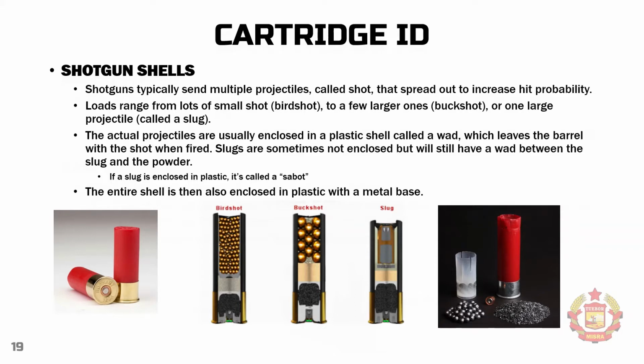Slugs, for that reason, are sometimes not enclosed, but usually still have a wad between the slug and the powder. And if the slug is enclosed in plastic, it's called a sabot. Little tidbit there. The entire shell is also then enclosed in plastic, and it has a metal base. Still uses the same principle, right? We still have a primer, we still have the powder charge, we still have that case there, even though it's mostly plastic now, and the projectile.